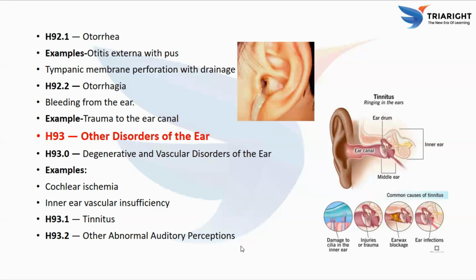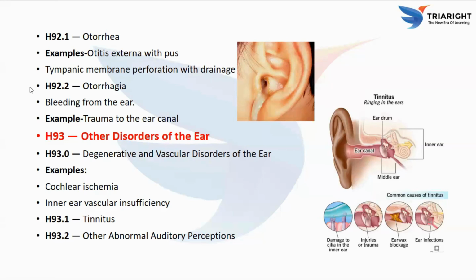So next is the H93 code for other disorders of the ear. This section includes the disorders which are not due to infection or hearing loss, but due to vascular, neurological or abnormal auditory sensations. So the subcode is H93.0 for degenerative and vascular disorders of the ear. These conditions reduce the blood supply to the inner ear or damage cochlear structures.